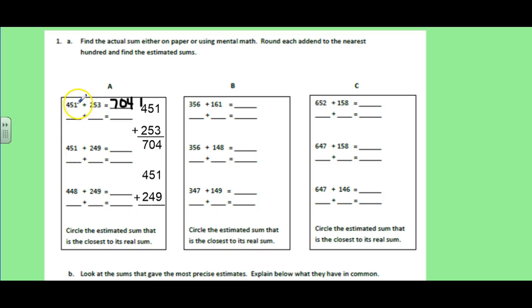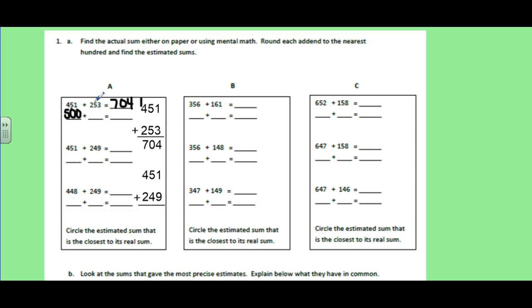Okay, so let's look at 451. When we're rounding to the nearest hundred, we're just looking at the number in the hundreds place. We see that there are 4 hundreds, so we know we're going to be in between 400 and one more hundred from 400, which is 500. We just need to know what it is closest to. The middle number between 400 and 500 is 450. This is 451, so it is closer to 500 than it is to 400. So on this line, we're going to put 500.